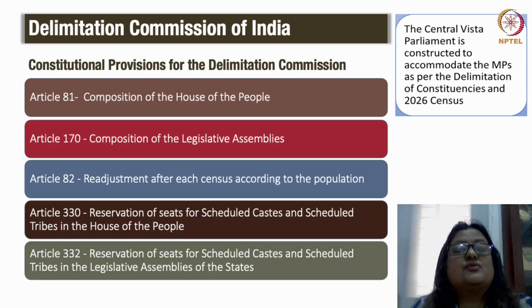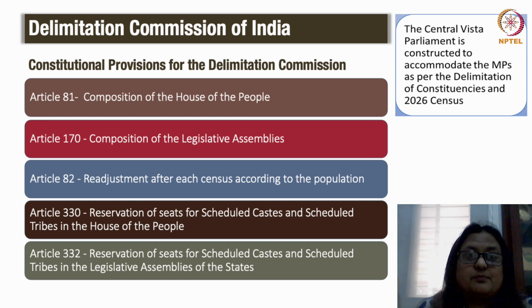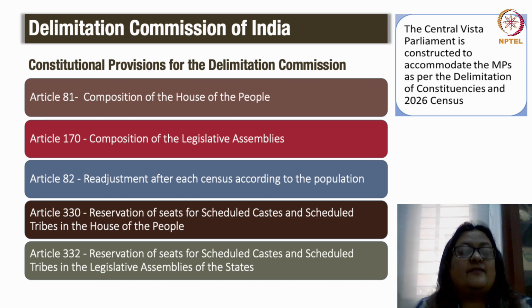Now, what are the constitutional provisions of the Delimitation Commission? The Delimitation Commission derives its powers from Article 81, which states the composition of the House of the People. The composition of the House of the People changes after every census. As per the recent census of 2002, we have 550 constituencies. It becomes a higher number based on the new census of 2026.